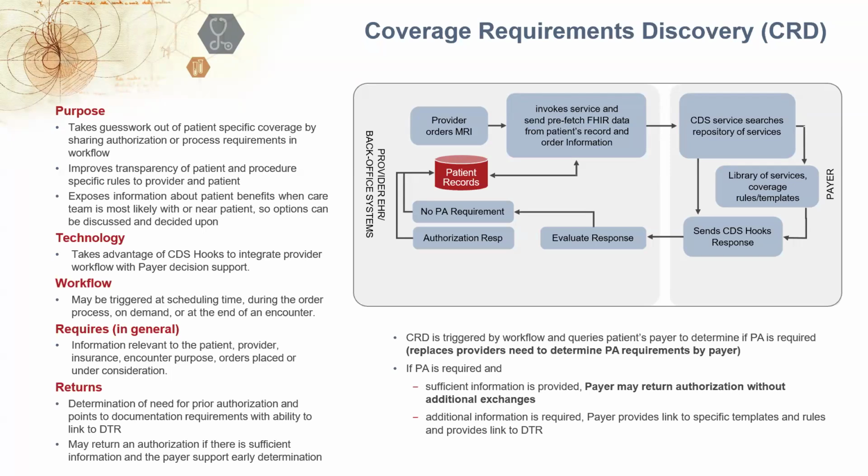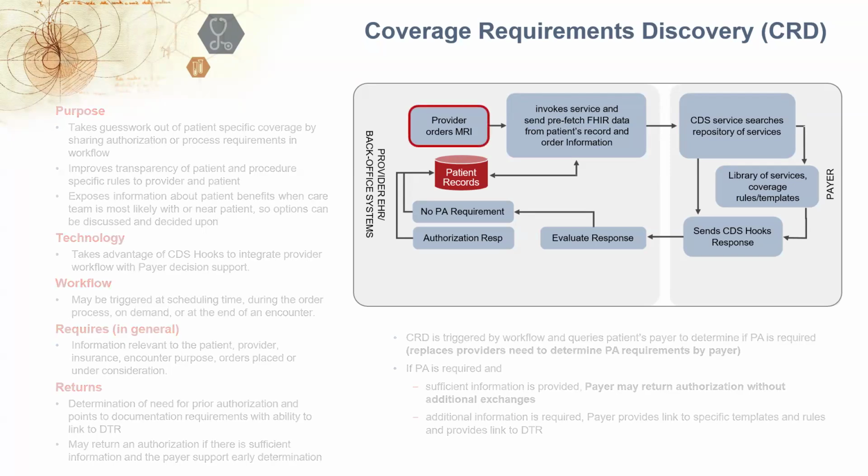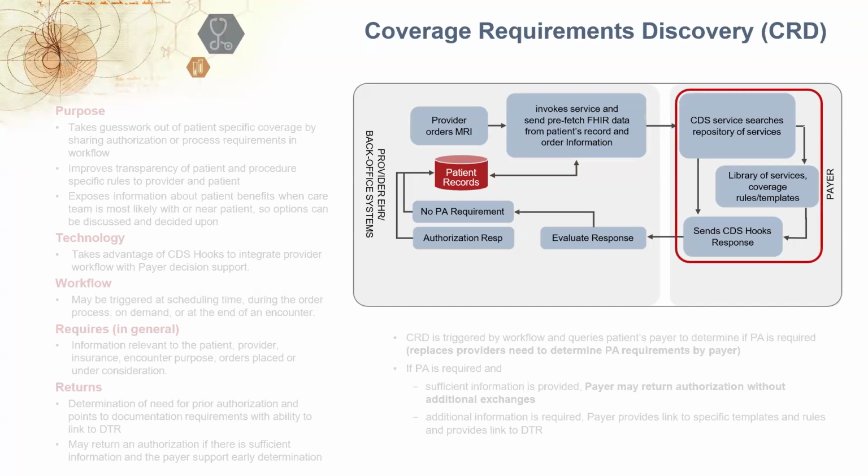So this is the flow. So again, won't read all this. What we want to focus on is this diagram. So in this diagram, let's say the provider orders an MRI. Okay. Again, behind the scenes, it invokes the service, sends prefetch data, possibly, hopefully, to help facilitate the process. And this is where the actual CDS hook gets triggered. That's over in the payer's system. So this will send the appropriate information and make that request.